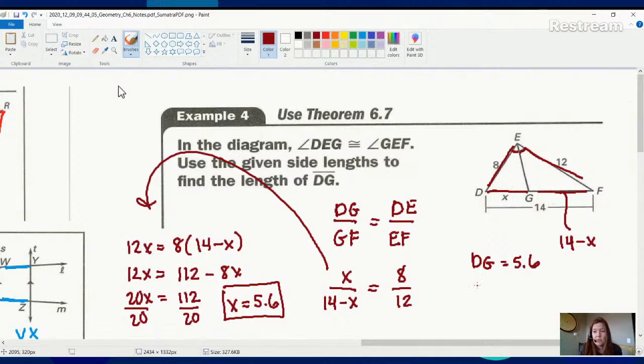And then if you really wanted to know what G to F is, G to F would be 14 minus 5.6, so 8.4, I think. Seem right? Yeah, 8.4. So GF is 8.4. So not a perfect number, but pretty close, right? So that's how you would use theorem 6.7.